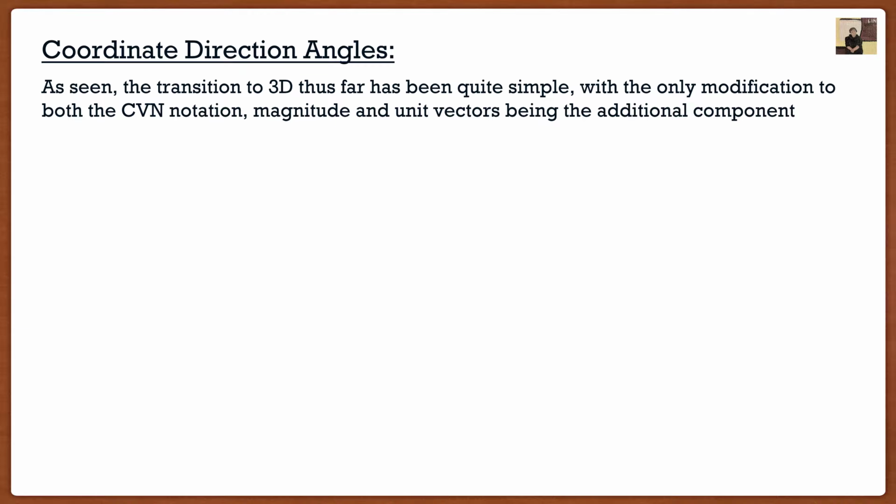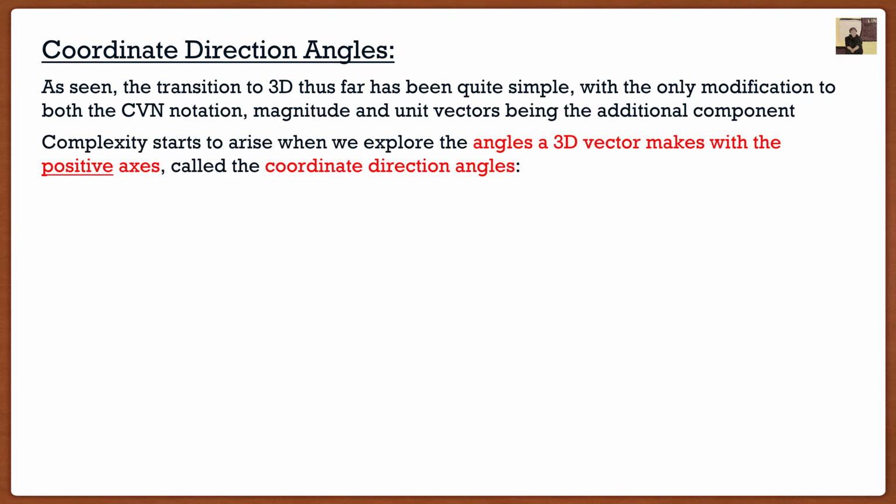So 3D starts to get a little bit more complex when we start talking about coordinate direction angles. Remember in 2D, if we had the two components, it was very easy to see the angle that the vector made with the x-axis. And if I knew the angle the vector made with the x-axis, it's very easy to determine what the angle the vector makes with the y-axis. I just go 90 degrees minus that angle. In 3 dimensions, it gets a little bit more tricky because we actually have 3 axes we need to consider.